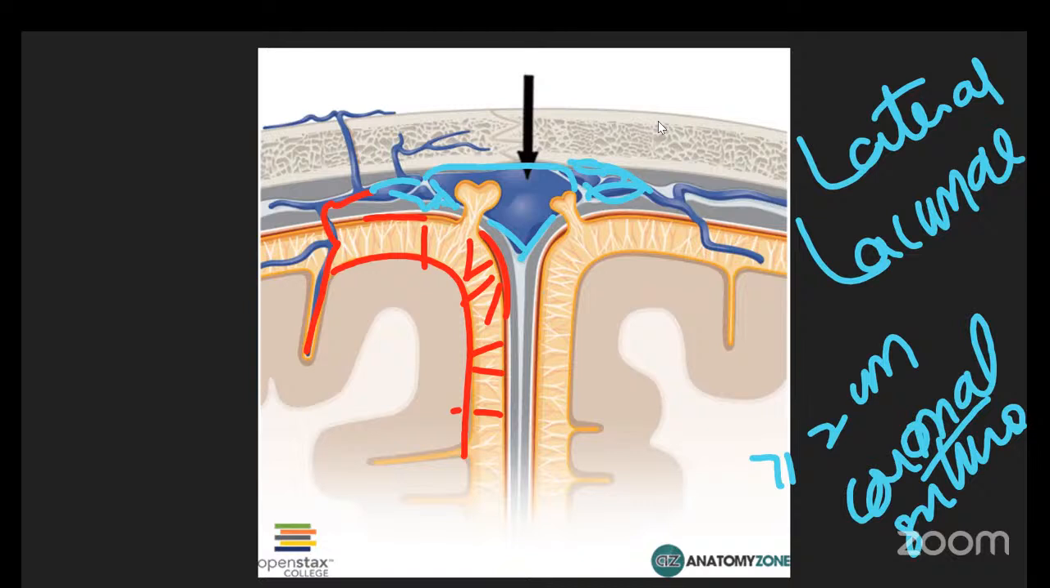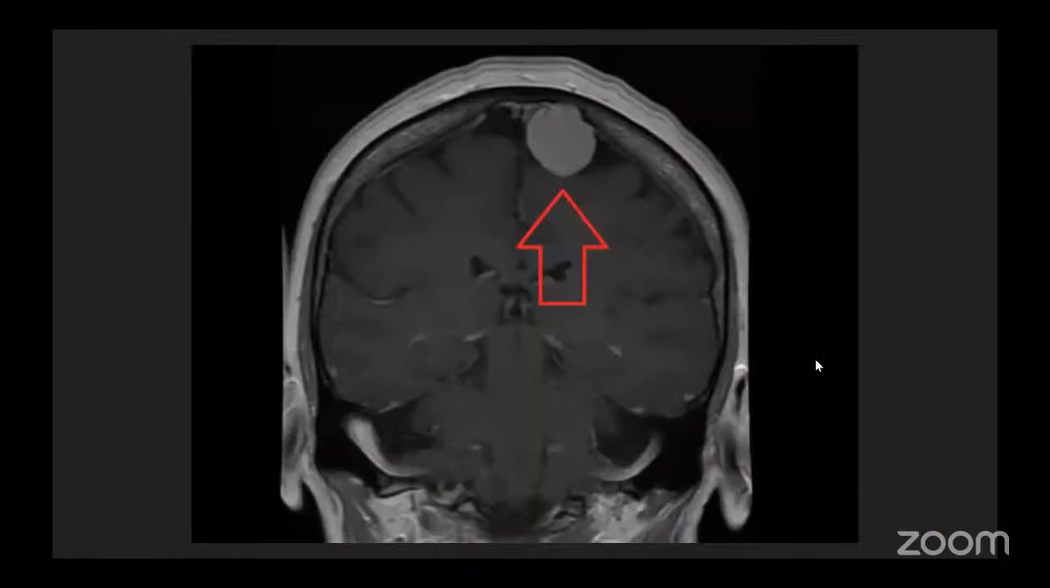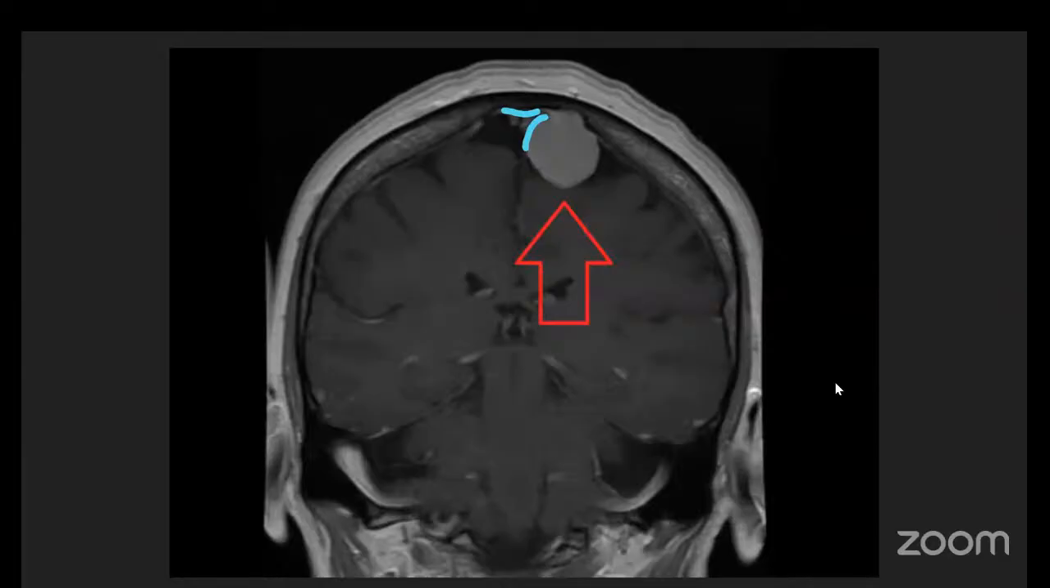Let me clear and let's move on. So this is an easy example of how a parasagittal meningioma would look. You can see that it is pushing the cortical surface away, whereas it is also attaching to, somewhat invading, this portion here of the superior sagittal sinus. But this is a relatively straightforward example.